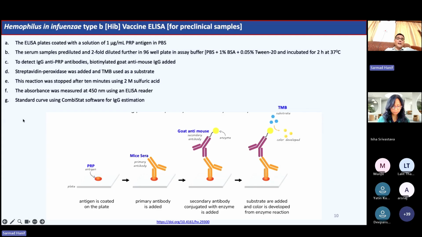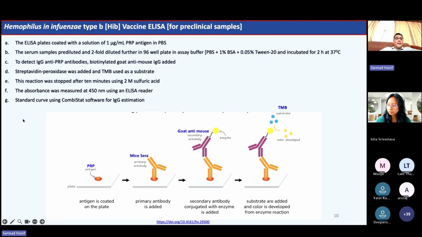Rather than go for 450 nanometers, which is the yellow color you will get after adding 2 molar sulfuric acid. The volume is generally 50 microliter per well. You read at 450 nanometers using an ELISA reader. Then you prepare the standard curve using CombiStat software.